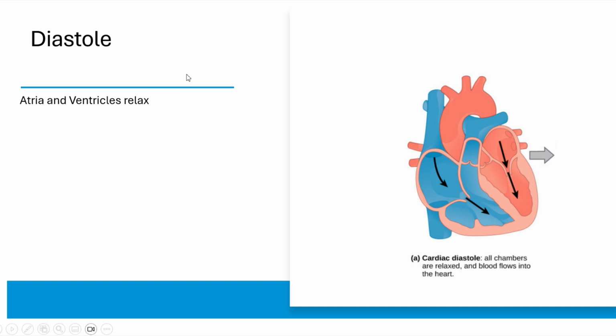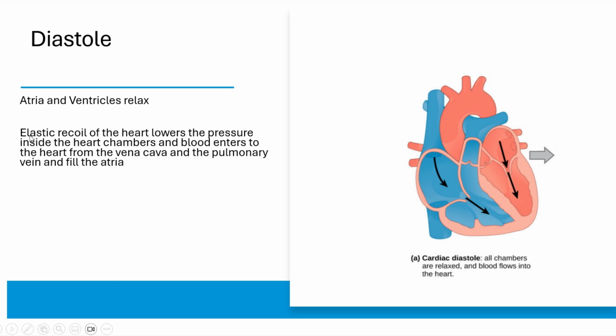So diastole means to relax. Systole means to contract, to start moving, start doing what it needs to do. So the atria and ventricles relax. Then you get elastic recoil of the heart, which lowers the pressure inside the heart chambers, and blood enters the heart from the vena cava and the pulmonary vein to fill the atria. So basically the atria and ventricles start relaxing.